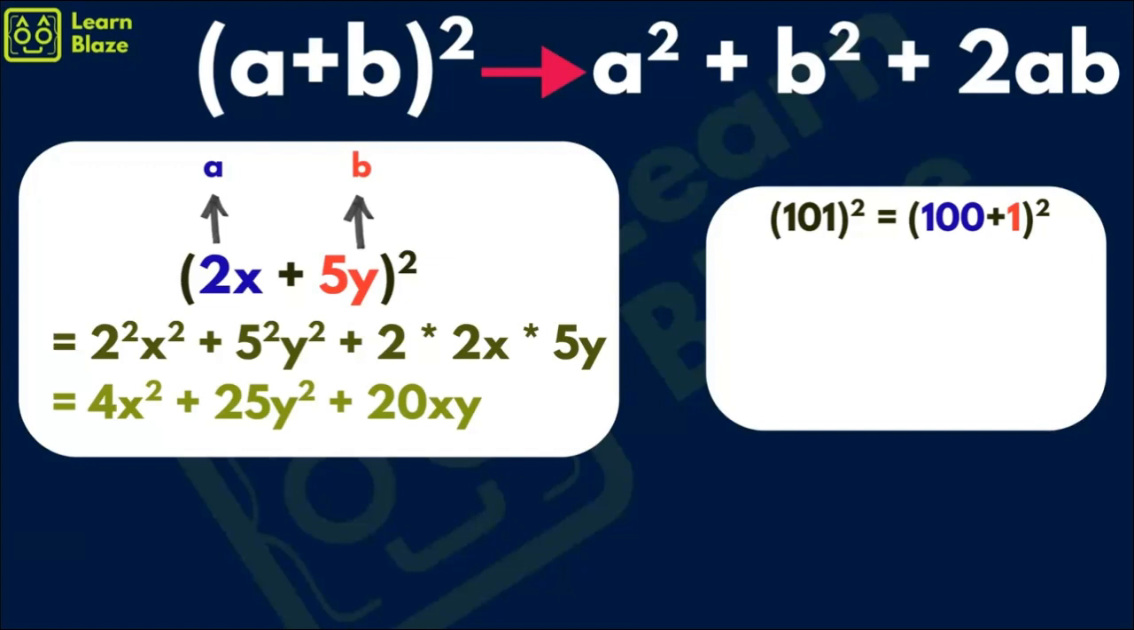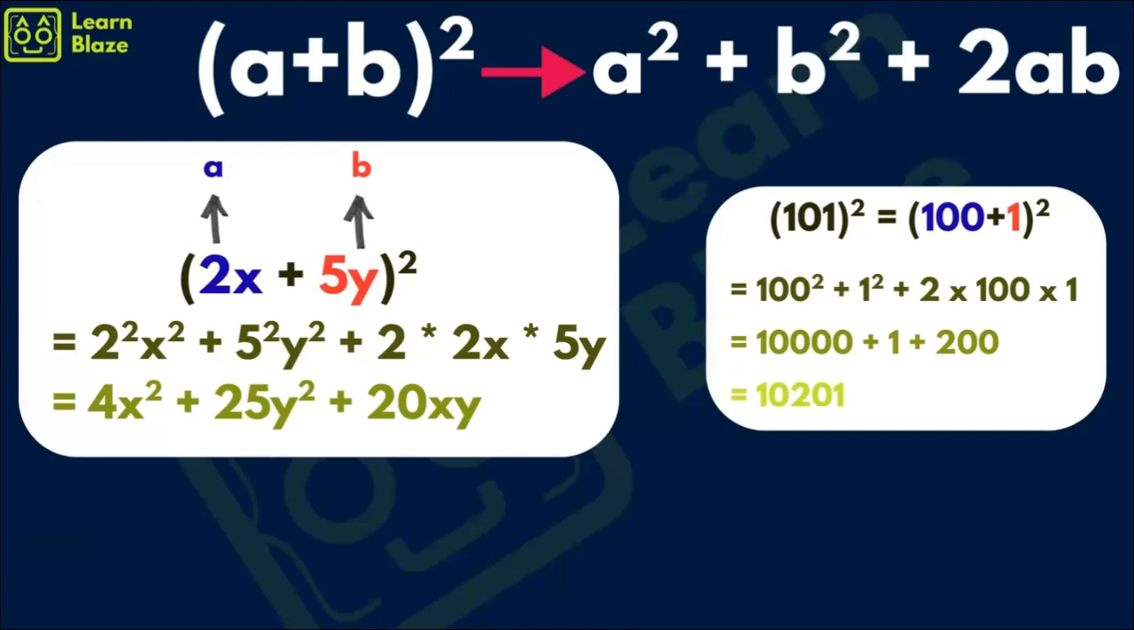Now, I will split 101 into 100 plus 1 whole square. Simplify this using the identity, which gives us 100 square plus 1 square plus 2 times their product. Upon further addition, we get the final answer, 10,201. This is much easier than direct multiplication.